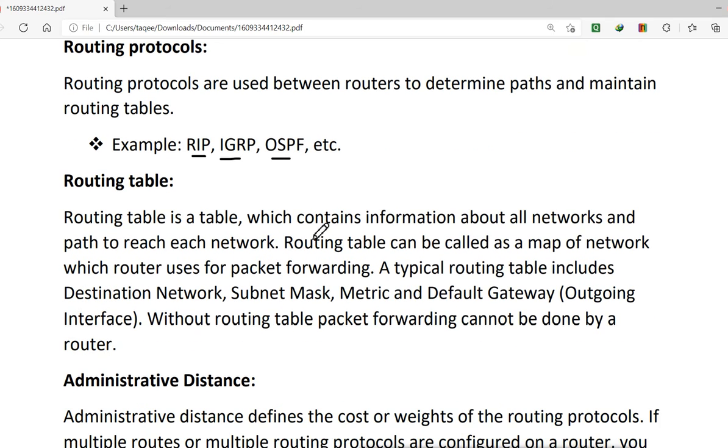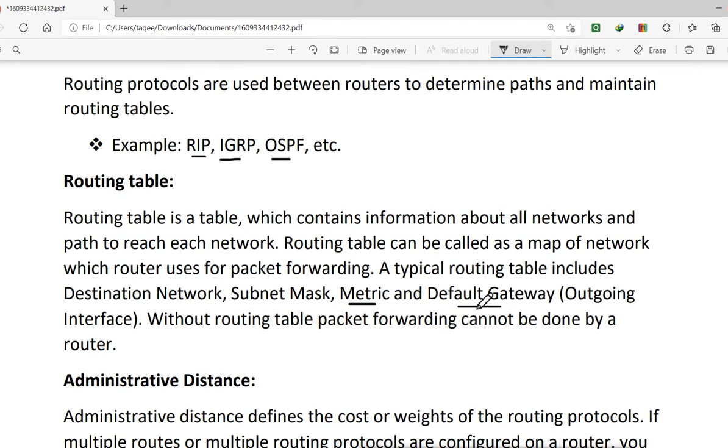Then, as I said, routing table. So routing table is a table which contains information about all the networks and path to reach each network. And routing table can be called a map of the network which the router uses for packet forwarding. A typical routing table includes the destination network, subnet mask of that network, then metric and default gateway. These two things are very important.